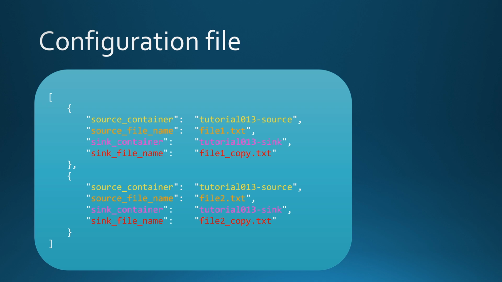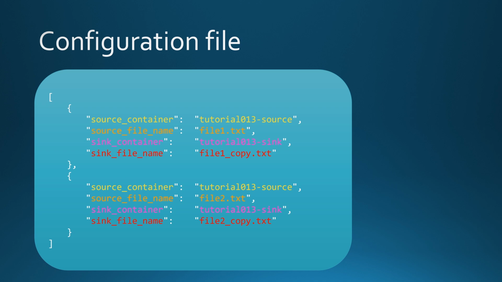So in this case, we would be adding underscore copy to our file name, so we know that it has been copied over. And we are also copying it from the source container to the sink container. And in this case, this would happen for 2 files.